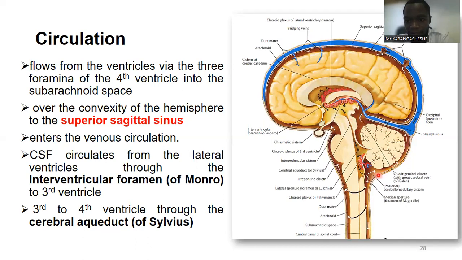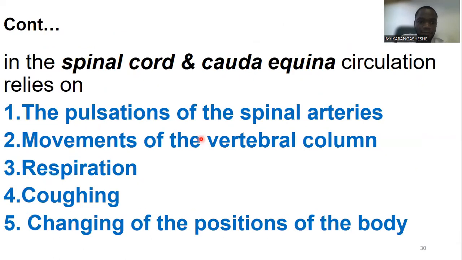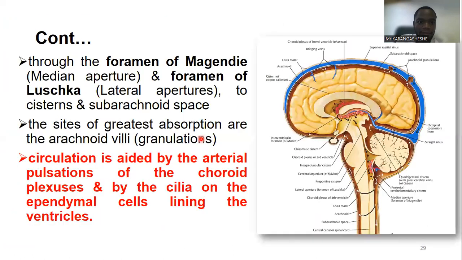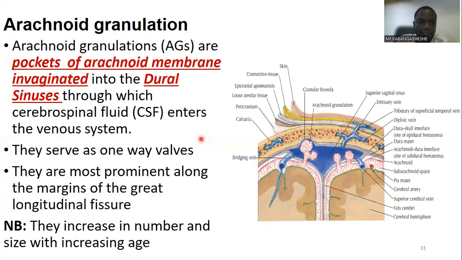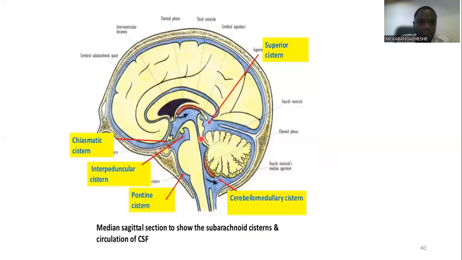So all this is subarachnoid space. Then finally, again, they are back to dark. CSF has now entered the general circulation. So step by step, it's as follows. Okay. I beg your pardon. I have a diagram to help us understand that.